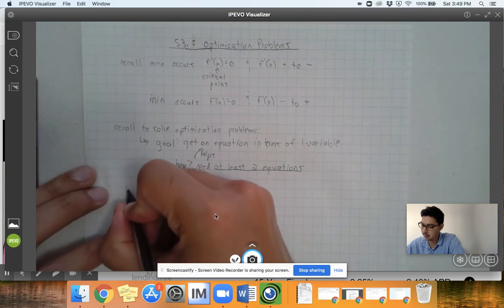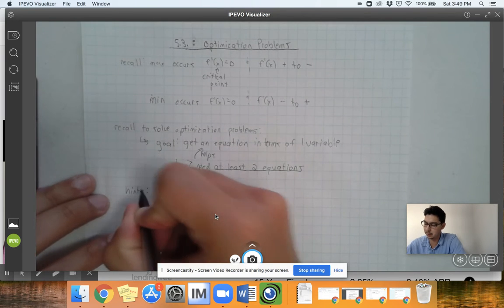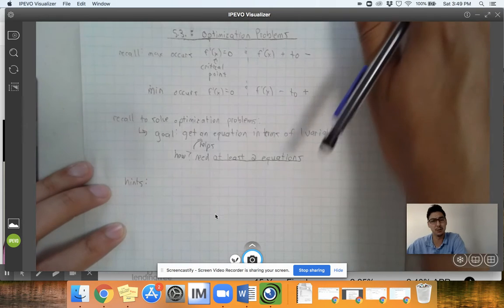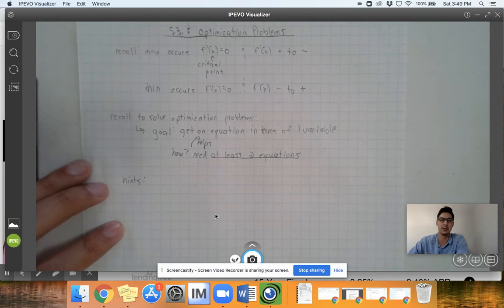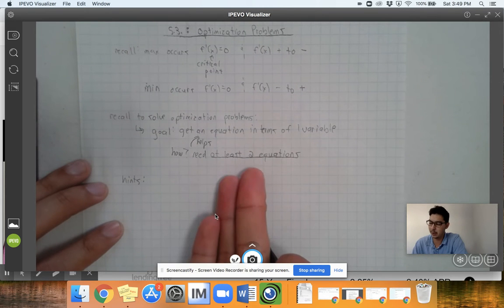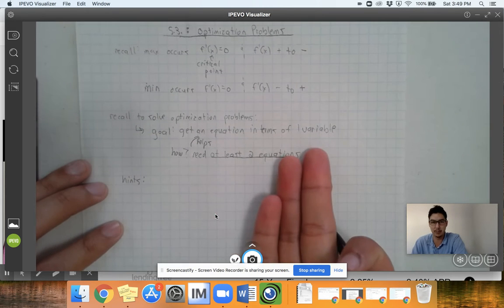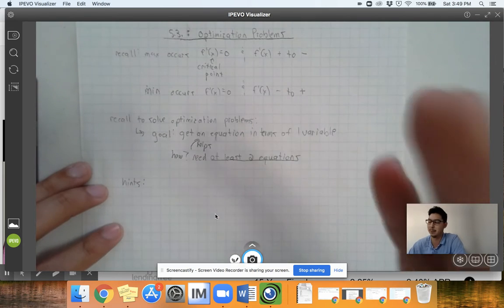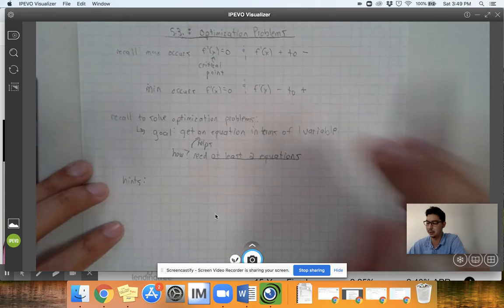Now, some hints to help you with these problems, because it's hard for me to tell you how to do them, as they're all kind of unique and creative on their own. You approach them with the same idea: what equations can I create? How do I get in terms of one variable? And then I just follow my definitions of max and min, and I'm careful with my algebra if I'm doing it by hand or with a calculator.